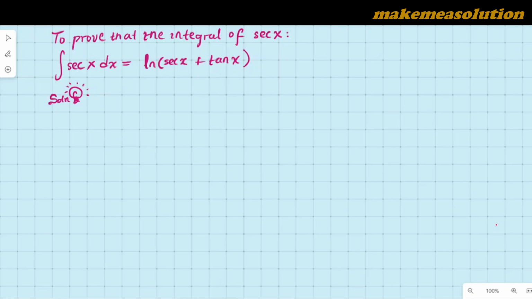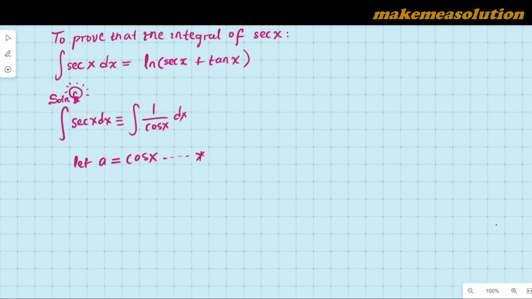Let's begin right away. The integral of sec x dx is still the same thing as the integral of the reciprocal of cos x dx. Now there is no direct way of integrating this particular function, 1 over cos x, unless we make some special assumptions. So let's begin by saying let a be cos x.